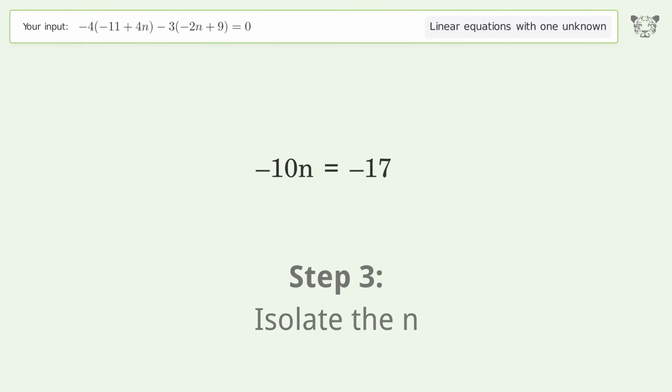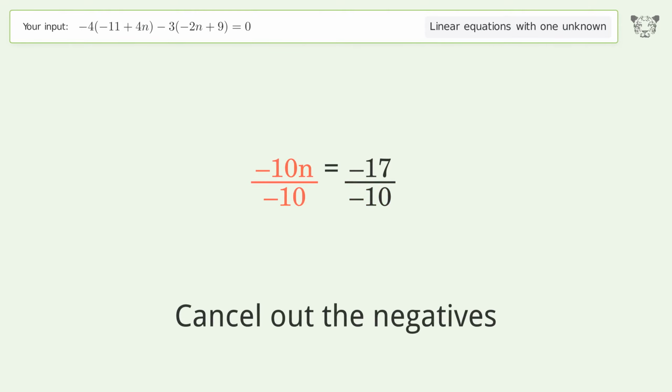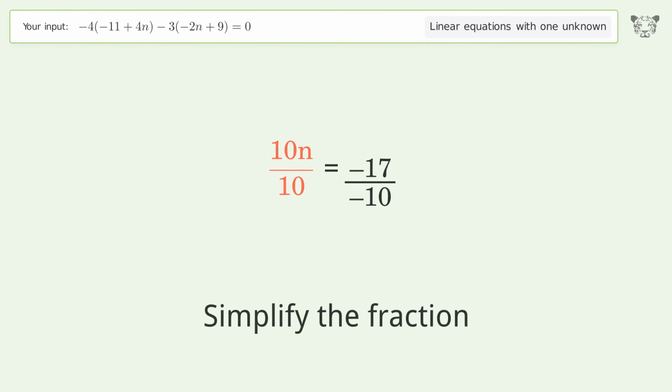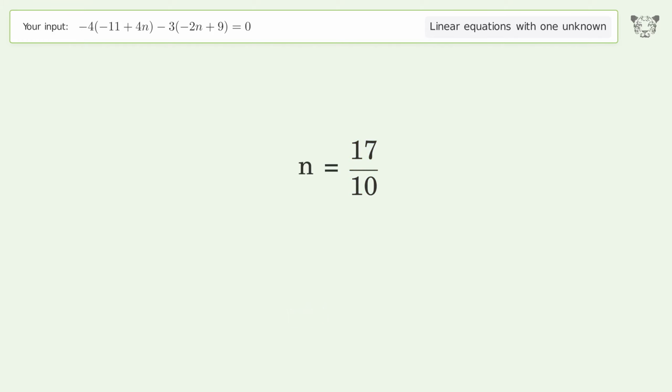Isolate the n. Divide both sides by -10. Cancel out the negatives. Simplify the fraction. Cancel out the negatives. And so the final result is n equals 17/10.